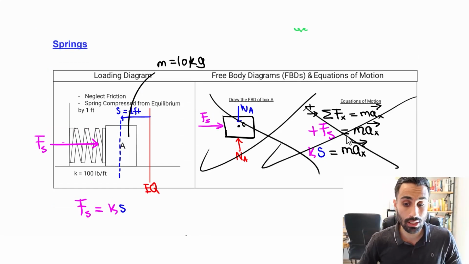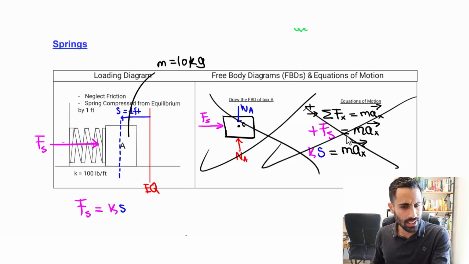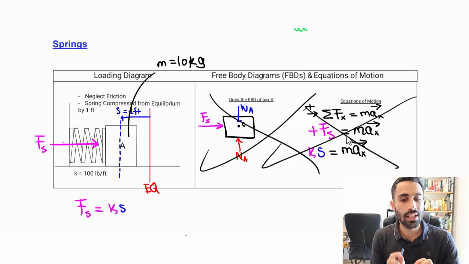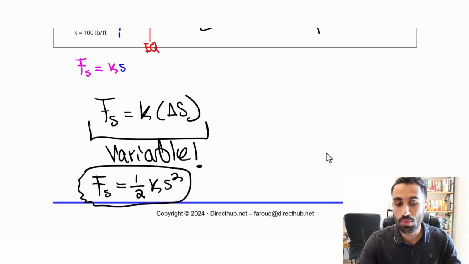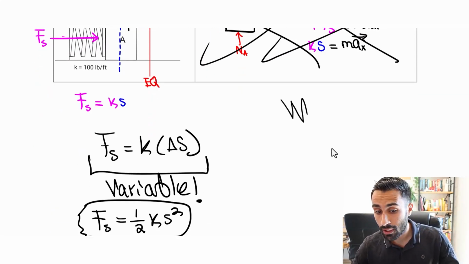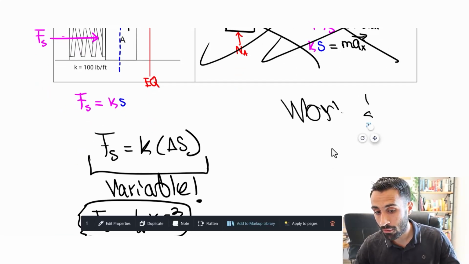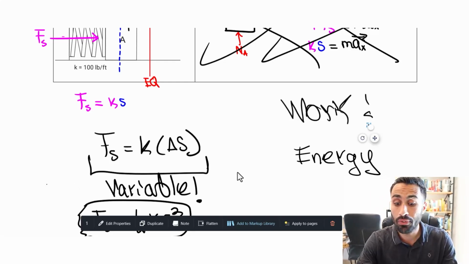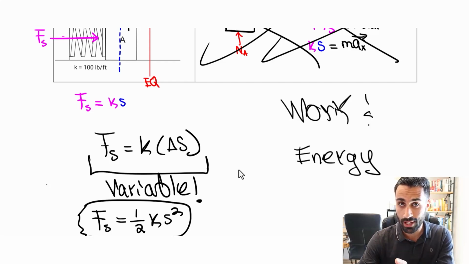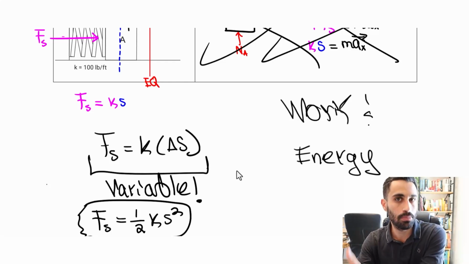This approach is incorrect. It's not going to give us the same answer. In fact, assuming these numbers, 10 kilograms, K of 100, compression of 1 foot, you're going to get an acceleration here. And when you compare that to the acceleration you get using the principle of work and energy, it's going to be different. The acceleration will not be the same when you compare the two values. You can try that. Just know for spring problems, always use the principle of work and energy.